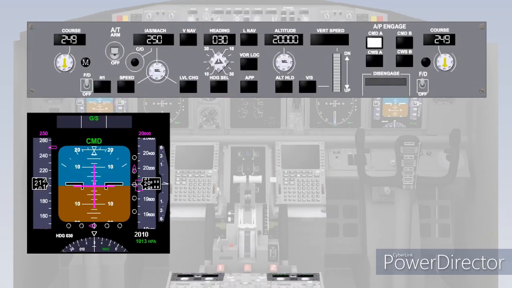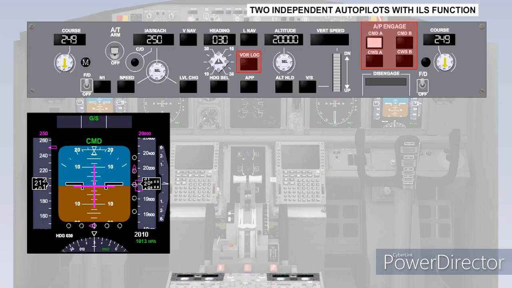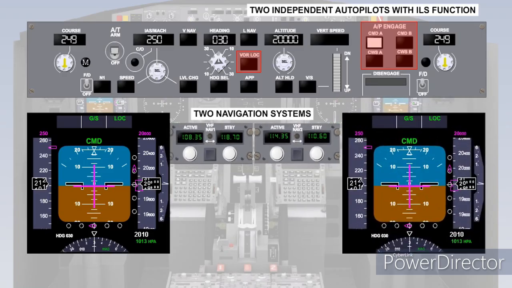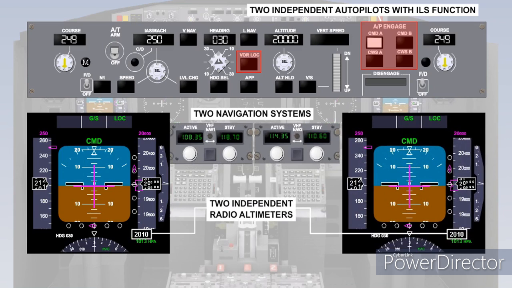The minimum requirements for an autoland system are 2 independent autopilots capable of following instrument landing system signals, 2 navigation systems capable of being tuned to the instrument landing system frequency and providing deviation signals to its own respective autopilot, and 2 independent radio altimeters to give accurate height above the ground to each autopilot.